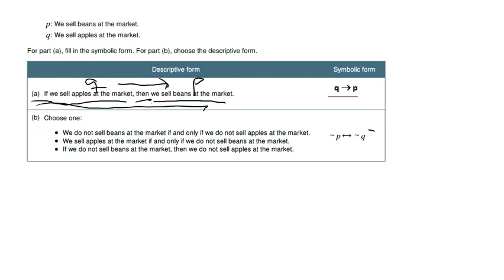Over here on the right hand side, we're given a symbolic statement. What's its descriptive form? Not P would be we don't sell beans at the market, if and only if we don't sell apples at the market. So negation of P, we do not sell beans at the market, if and only if we do not sell apples at the market, it's the first one.